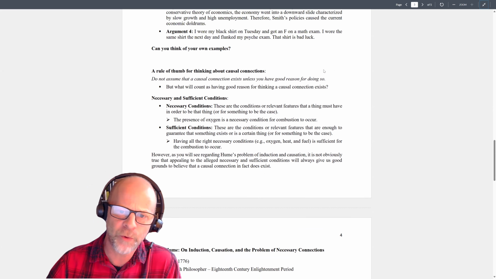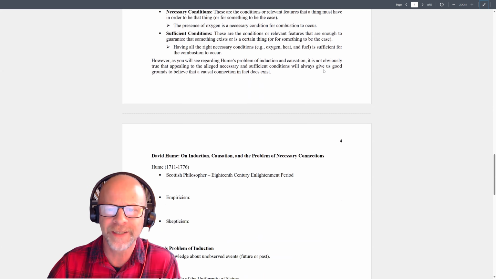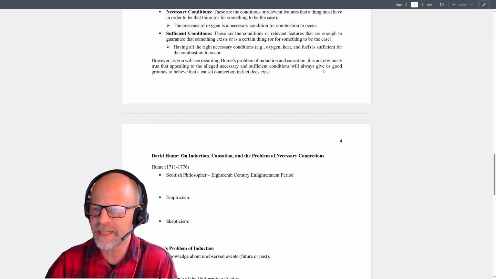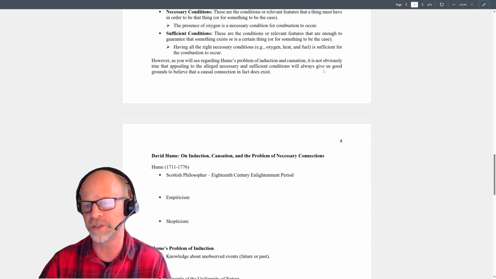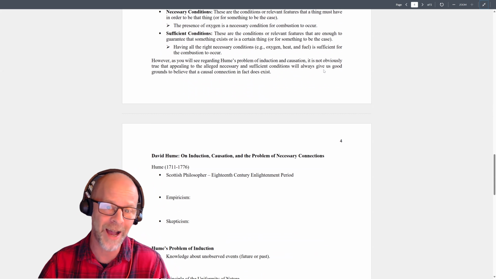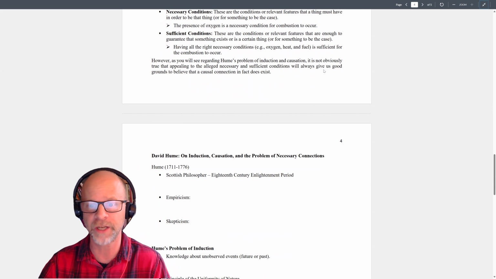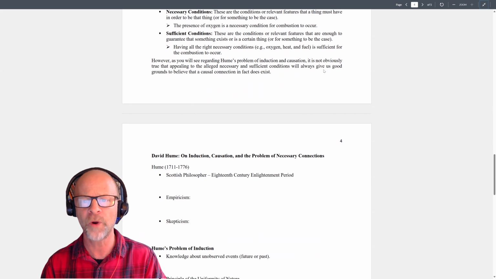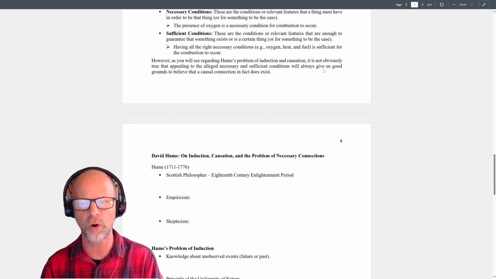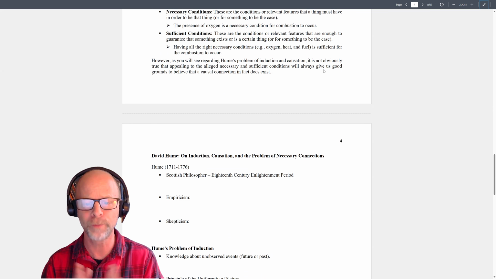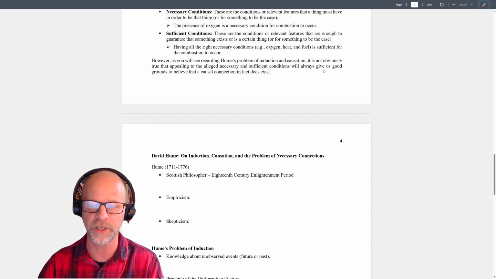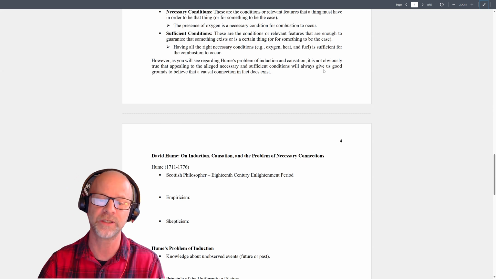Now, the last thing that I want to bring to your attention before we move on is a teaser regarding Hume's problem of induction and causation. Notice that it's not obviously true that appealing to some alleged necessary or sufficient condition is always going to be a good guide to believing that a causal connection, in fact, does exist. In order to spell that out in more detail, I want to say a bit more about what's sometimes called Hume's problem of induction and Hume's skepticism about causation and necessary conditions.